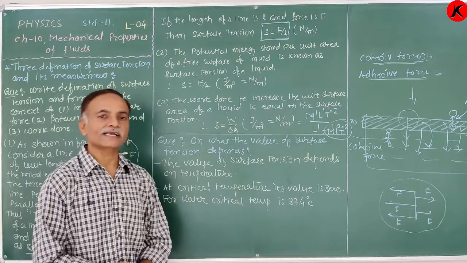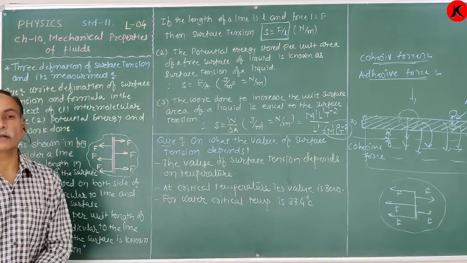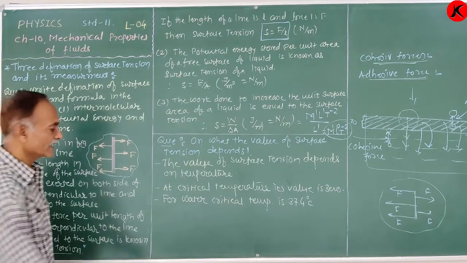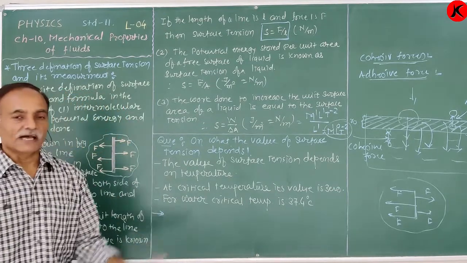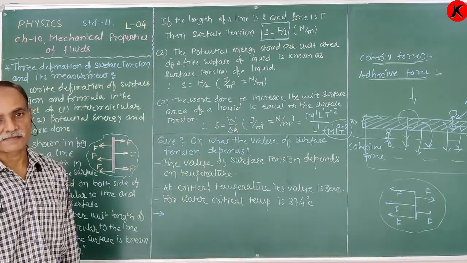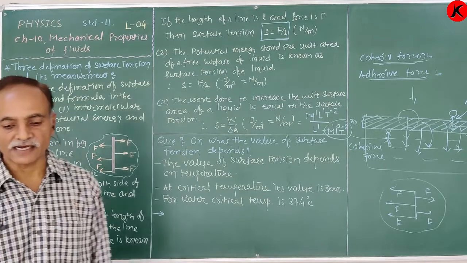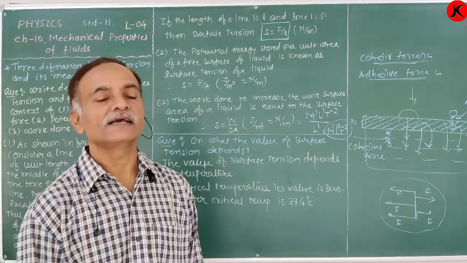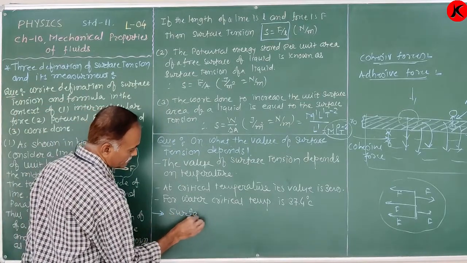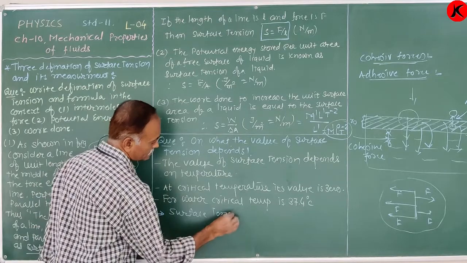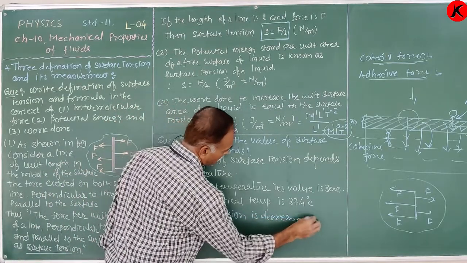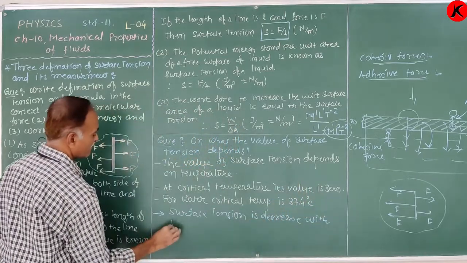For water, the critical temperature is 37.4 degrees centigrade. Surface tension decreases with increase in temperature.